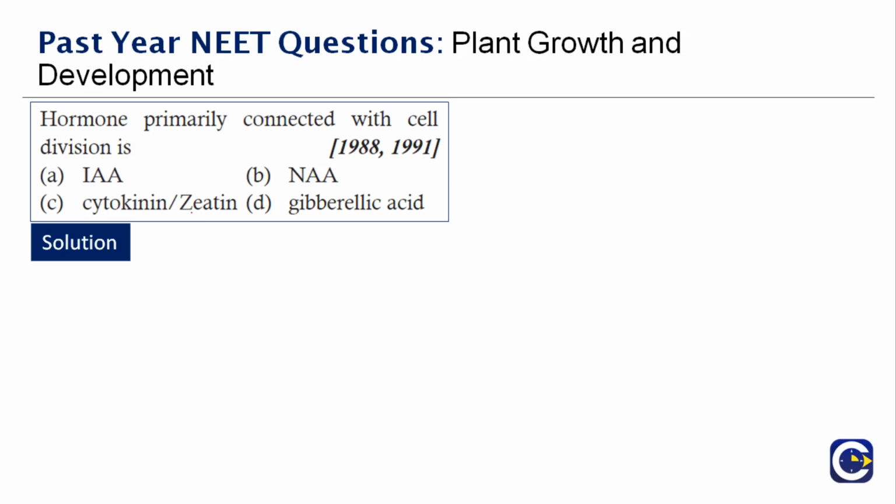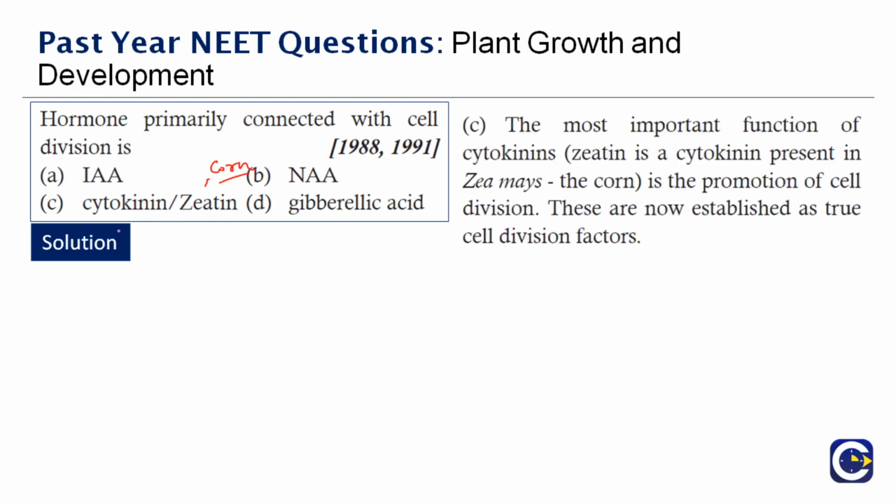Cytokinin is also called zeatin. Zeatin is a cytokinin present in corn. So you don't have to get confused. When you talk about cell division, the major contribution is from cytokinin. We know that cytokinin is abbreviated as CK, and it is a phytohormone which helps in cytokinesis, not just in plants, even in multicellular organisms like humans. We have the same system of cytokinesis following. Therefore the correct answer to this question is option C.